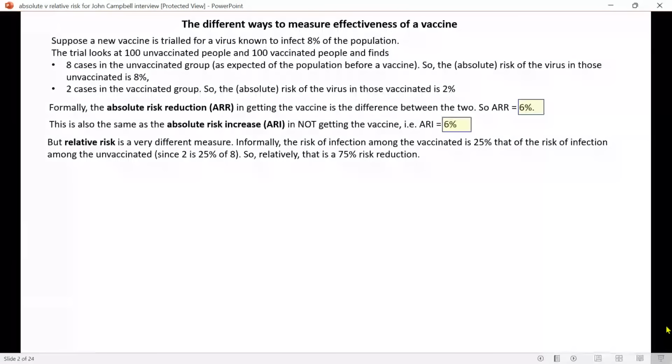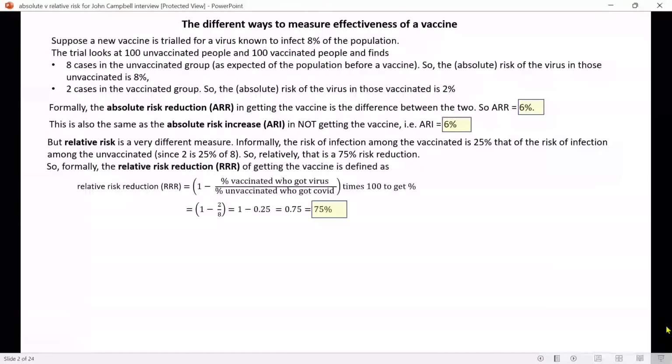But the relative risk is a very different measure. So informally, the risk of infection amongst the vaccinated is 25% that of the risk of infection among the unvaccinated, because 2 out of 8, that's 25%. So that's how we get this 25% relative risk of infection there. So relatively, that's a 75% risk reduction, right? Because we're taking away the 25%.